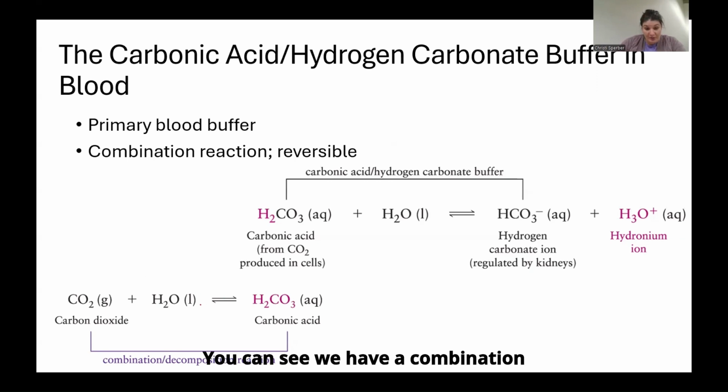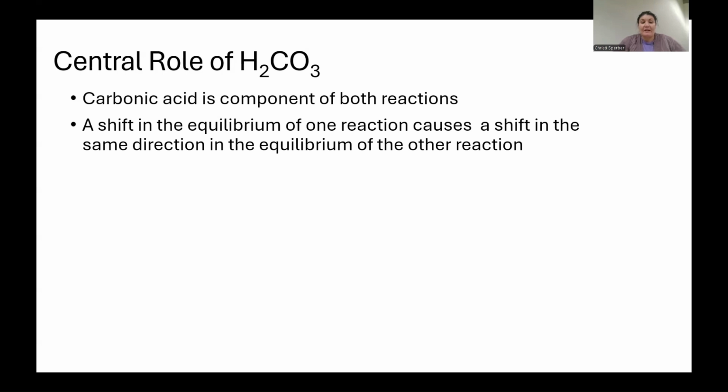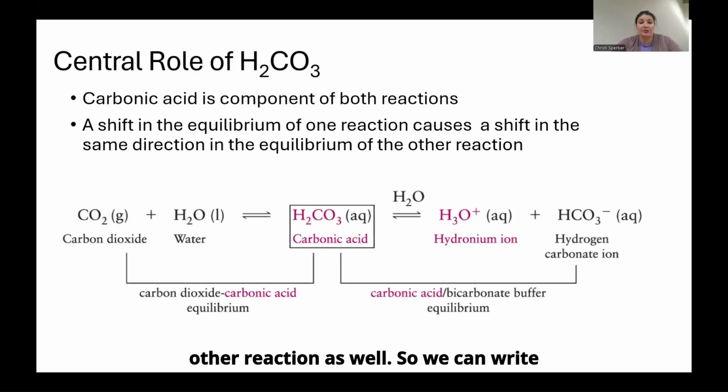You can see we have a combination-decomposition reaction between carbon dioxide and water to produce carbonic acid. This carbonic acid is from the cells, and it can create hydrogen carbonate ions, which is regulated by the kidneys, the uptake of that, plus the hydronium ion. Carbonic acid is a component of both of these reactions, the combination-decomposition reaction and then the buffer system. A shift in the equilibrium of one reaction causes a shift in the same direction in the equilibrium of the other reaction. If you need to make more carbonic acid, then you need to shift the other reaction as well.